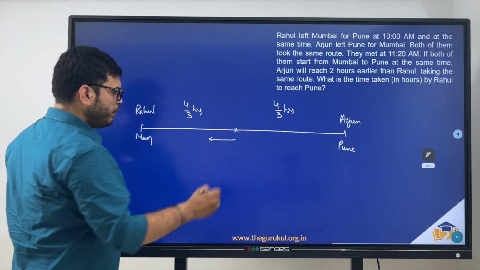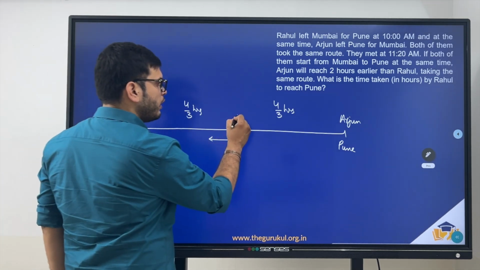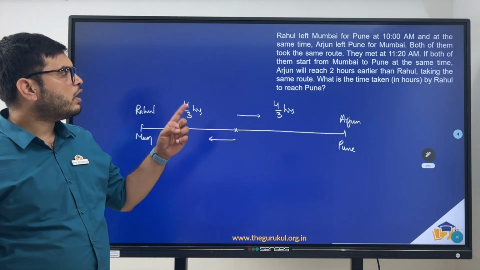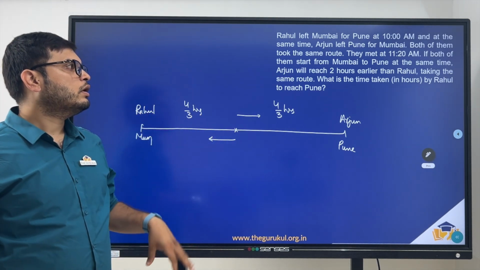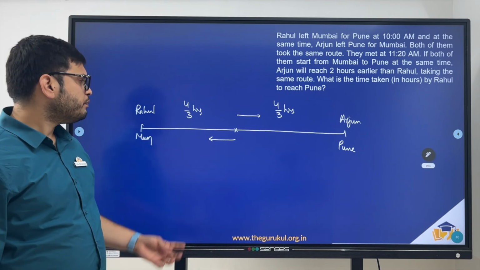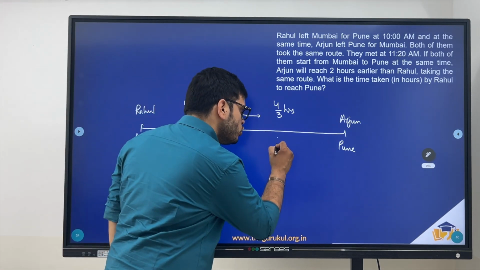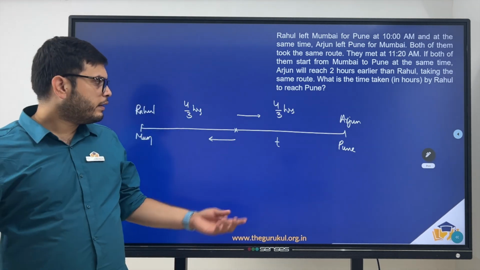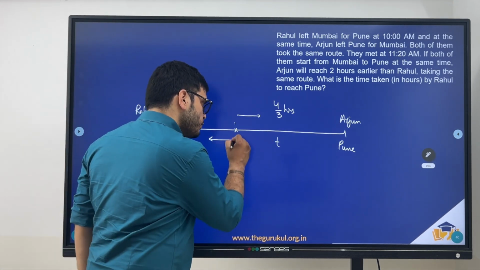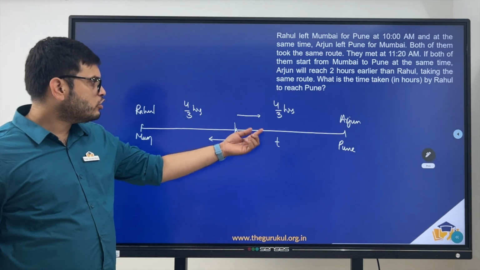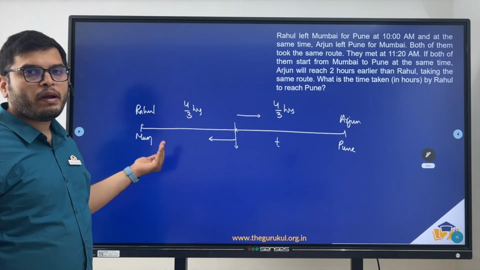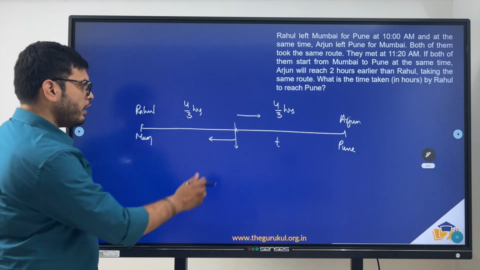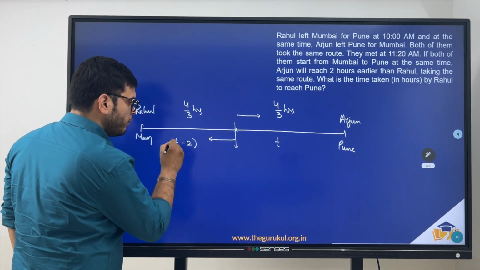Now, Arjun would be traveling to Mumbai and Rahul would be traveling to Pune. Now, it is mentioned that if both of them start from Mumbai to Pune at the same time, Arjun will reach 2 hours earlier than Rahul, right? So, if I assume that Rahul had taken T hours to reach Pune from here, Arjun would have taken T minus 2 hours because Arjun would be reaching 2 hours earlier than Rahul, right? So, this should be T minus 2.